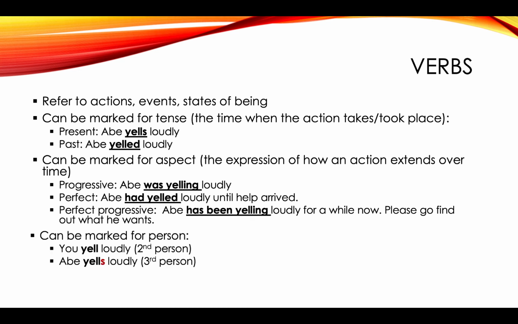Verbs can also indicate the person in their endings. Person is a grammatical category indicating who is doing the action of the verb. First person refers to the speaker, second person to the listener, and third person to somebody other than the speaker or the listener. In you yell loudly, the verb yell is not inflected, but the pronoun indicates second person. In Abe yells loudly, the S at the end of yells indicates third person singular.